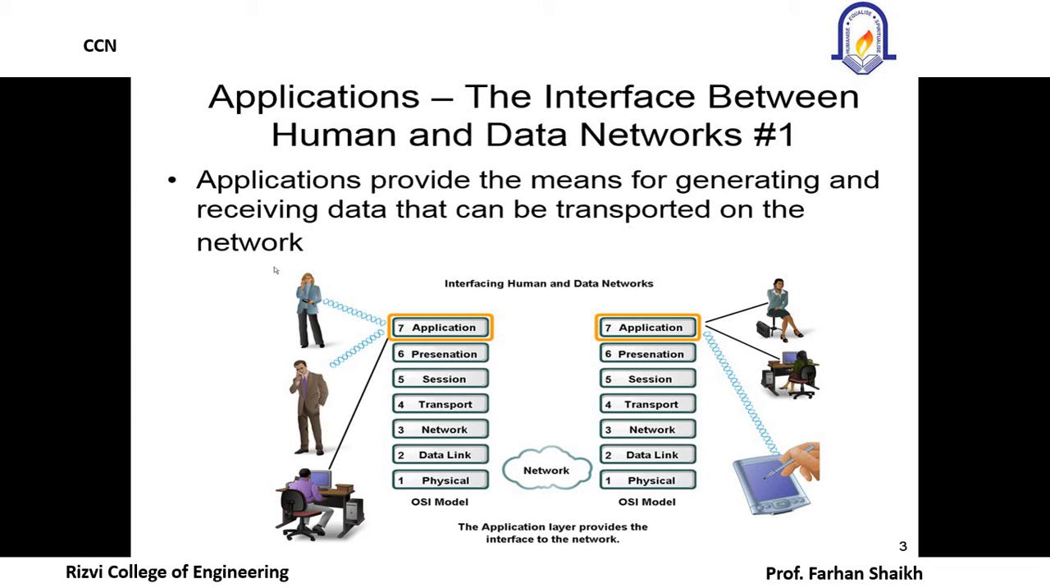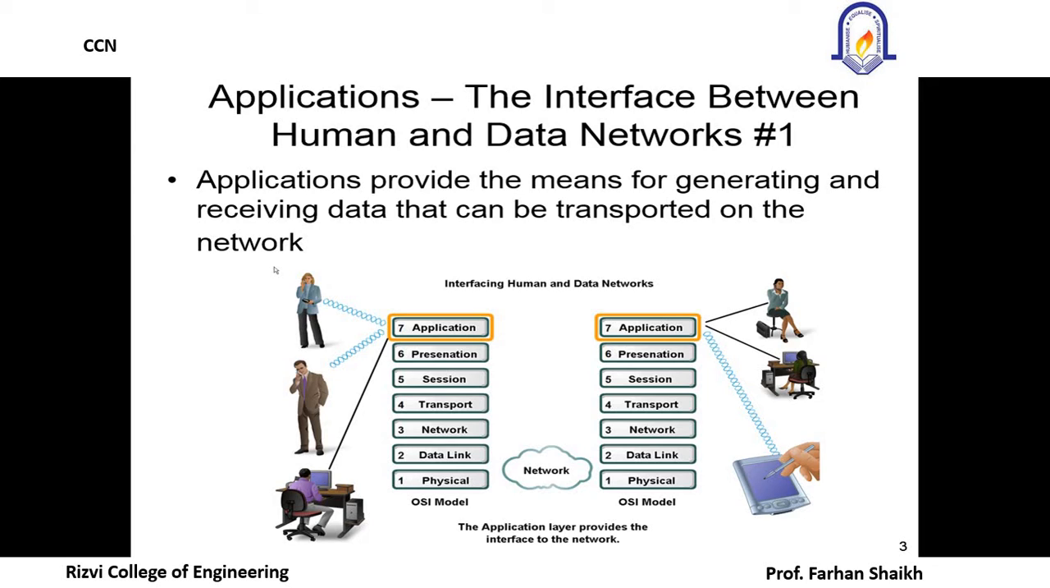So what is the application layer basically? As we all know, this is the seventh layer, the last layer of our OSI model. The application layer is an interface between humans and data networks. As you can see on the left hand side, a human is sitting on a laptop, communicating. That is the first end, and on the other end you can see the data network, where various persons and devices are connected and communicating with each other. How the interfacing takes place between the human and the data network, that is the role of the application layer.